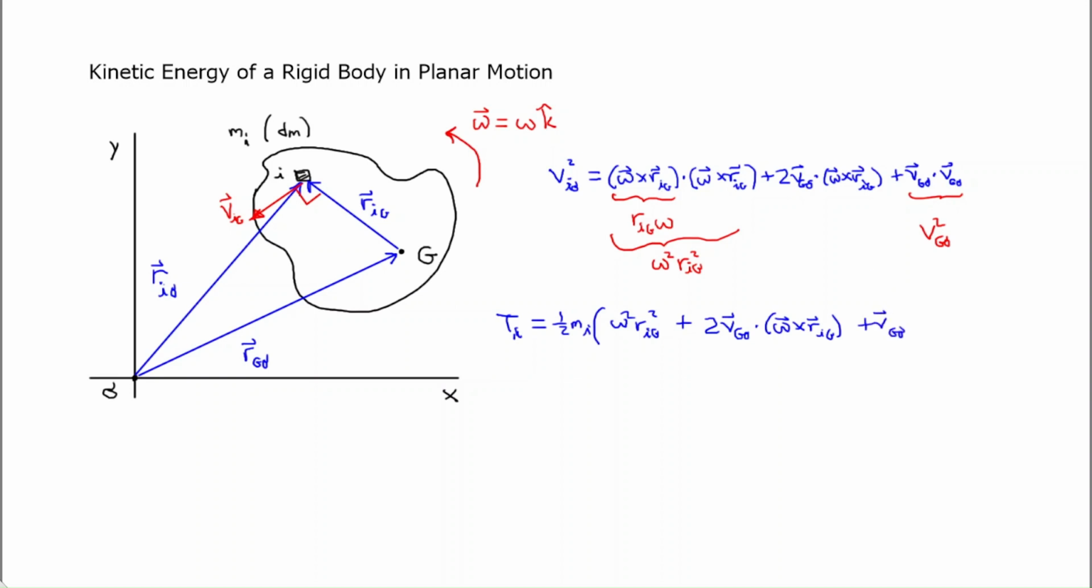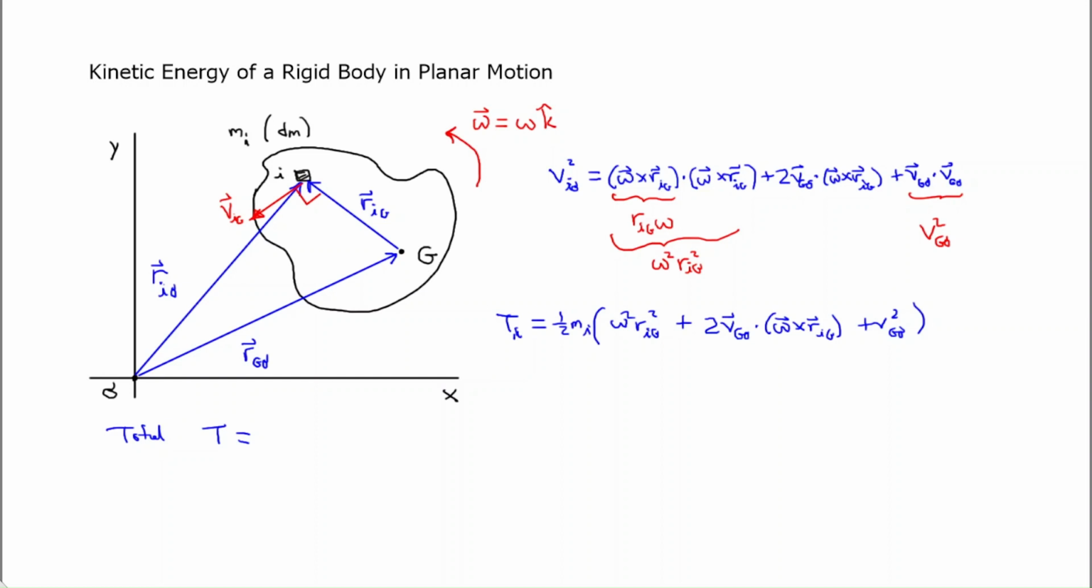Oops, I don't have to write the vector sign there. That's a scalar. So now to get the total kinetic energy, you can think of it as two ways, which in this case are roughly equivalent. We can take the sum over all such elements I, and if we imagine them to be infinitesimal, it's like taking an integration.